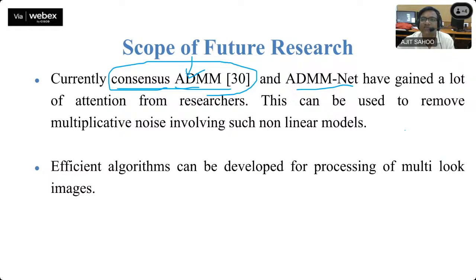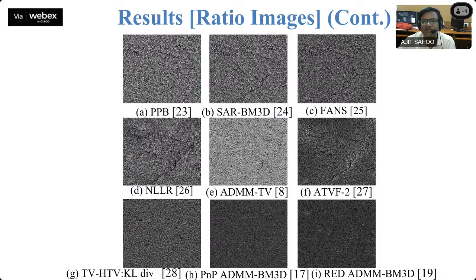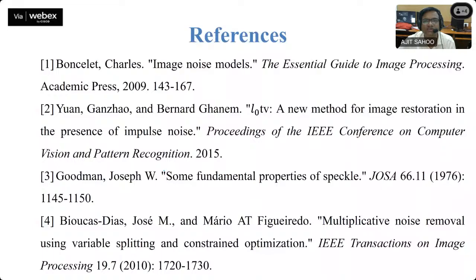Another variation of ADMM is also available, called ADMM-Net. This can be used to remove multiplicative noise and involving linear models. Efficient algorithms can be developed for processing of multi-look images. So remember, the SAR images you have taken are only single-look images. So you can go for multi-look images and apply these algorithms.